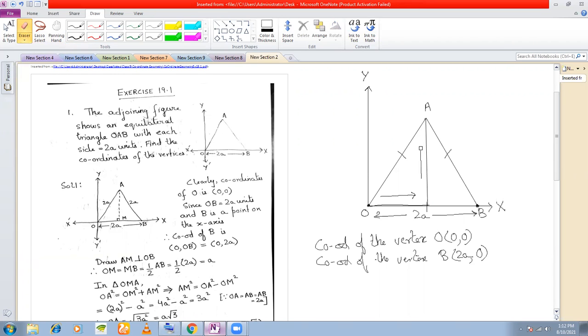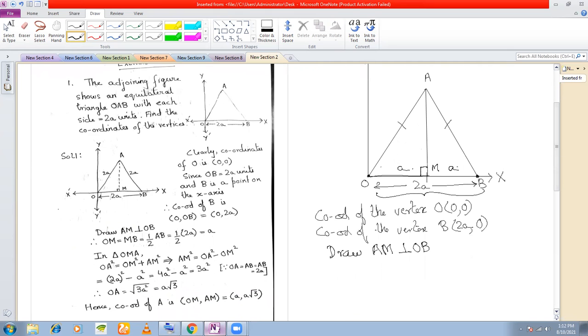So from A, you draw a perpendicular. Let's call this AM. So you write: draw AM perpendicular to OB. We draw a straight line from A to the x-axis. Now, since this is an equilateral triangle and this entire length is 2a, this will be a and this will also be a. You agree? Yes, sir.